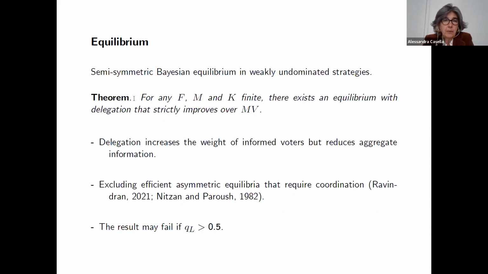We have a result, which for the time being is called a theorem. We don't know if it deserves the term theorem, but it is a general result. Because it applies to such a canonical model and we haven't seen it in the literature, we called it a theorem. The result is that for any well-behaved distribution F, for any finite number M of non-experts and K of experts, there exists an equilibrium with delegation that improves strictly over majority voting.